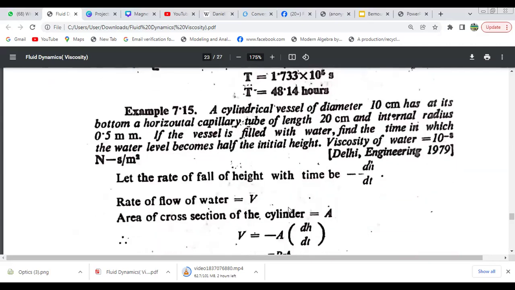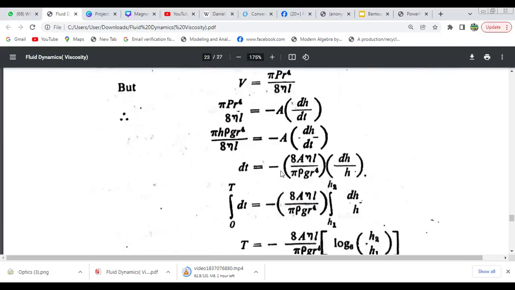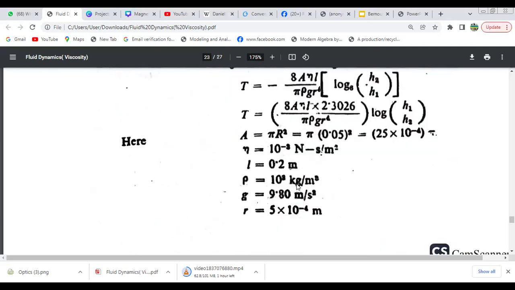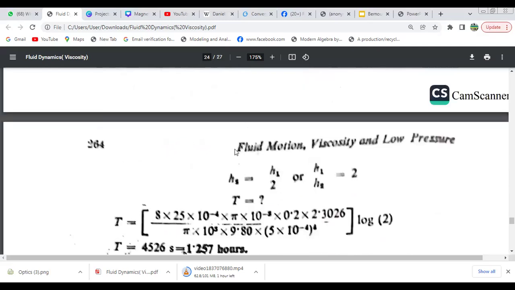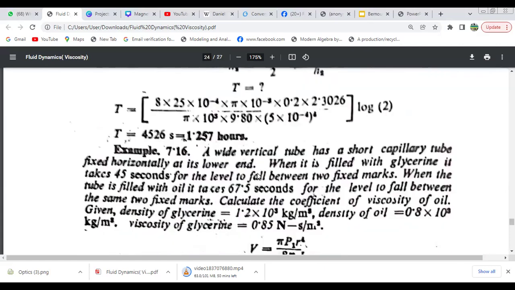Similarly, another example: a cylindrical vessel of diameter. Here we have to find the time till the level falls to half the initial height. A similar procedure, and the height h2 will be half of h1. That means h1 divided by h2 equals 2. Just putting all the values, we get this.